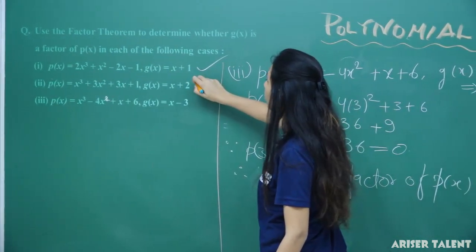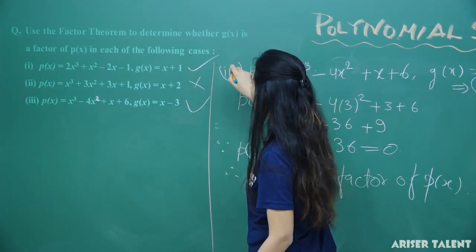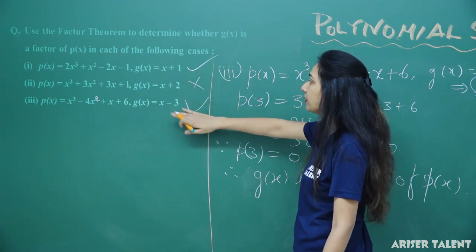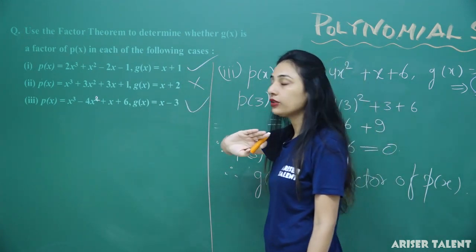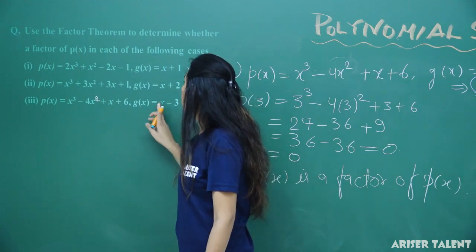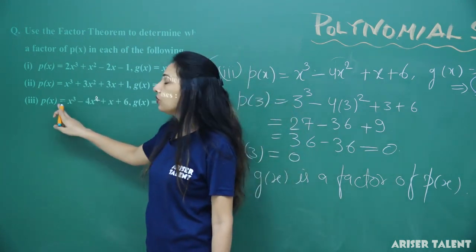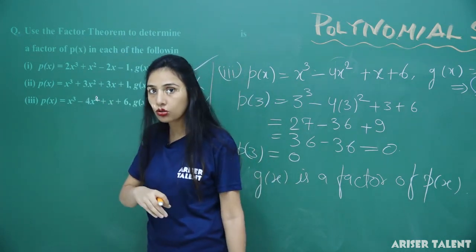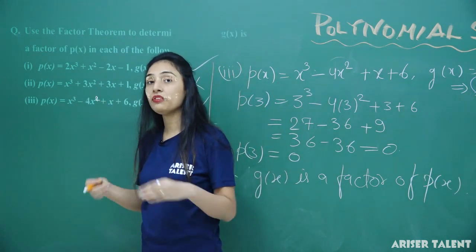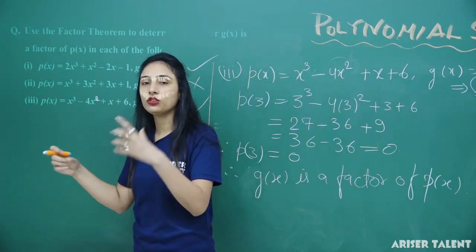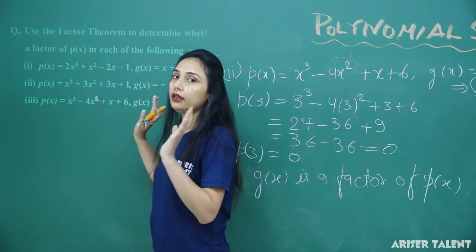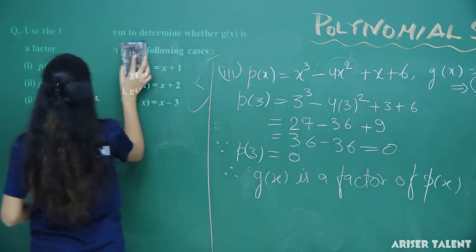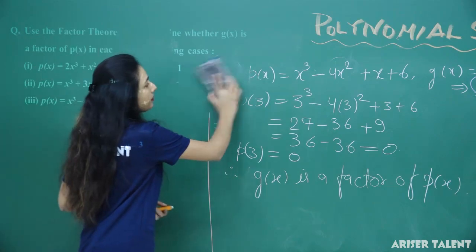That is a factor of p(x). How do we know that? We just put the value of x into this p(x) and then we find out whether the value is coming 0 or not. If the value is 0, this is a factor. If the value is not 0, other than 0, negative, positive, whatever it is, then it is not a factor. Okay. So, marked it.